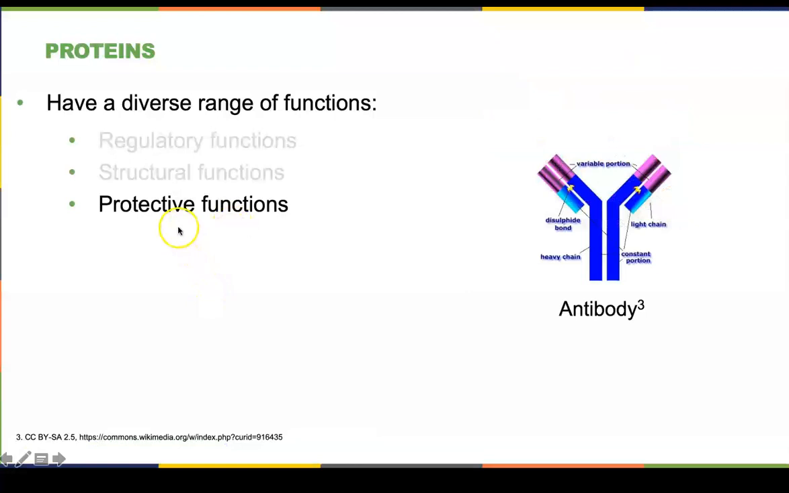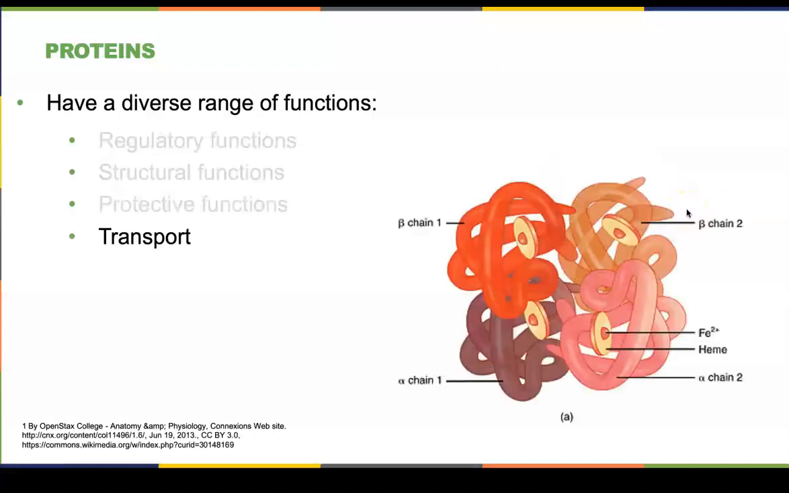A third function of proteins is protective, and this can take different forms, but one such form are antibodies, which are part of the immune system in the body, and they are able to attach to various chemicals that may occur in the body to help the body identify that they are there, so they can then be dealt with. A fourth function is transport. And we will see examples of transporters within a cell or in the cell membrane later in the semester.